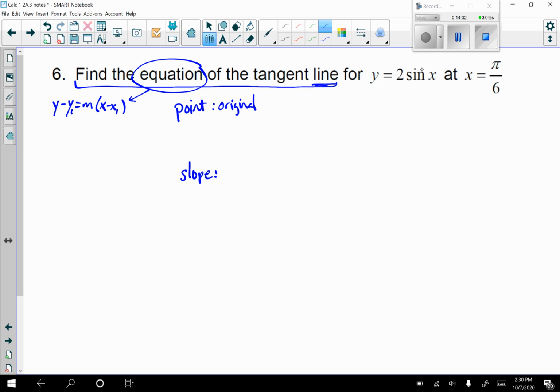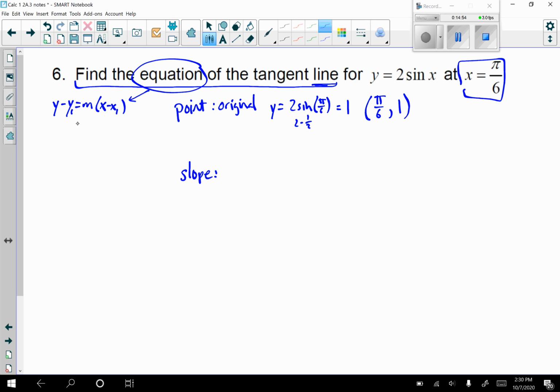So the original function, plug in, we have x equals pi over 6. So y is 2 sine of pi over 6. Sine of pi over 6 is 1/2, times 2, and that is 1. We just got the point, pi over 6 for x, 1 for y. There's our point.